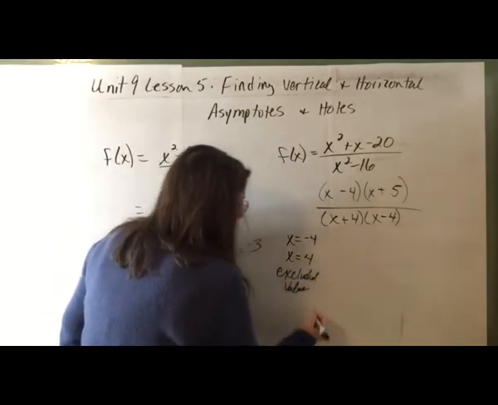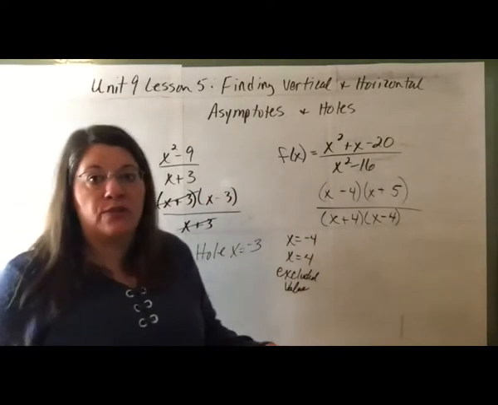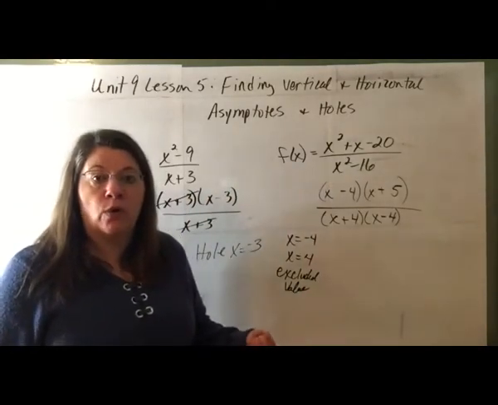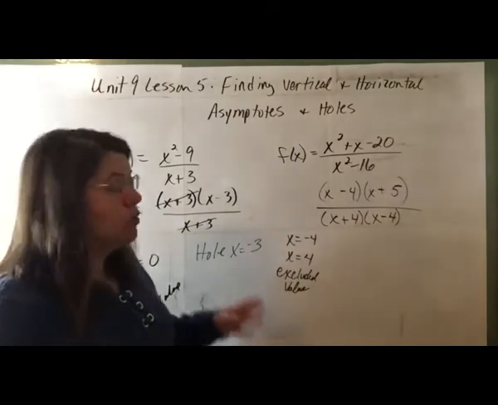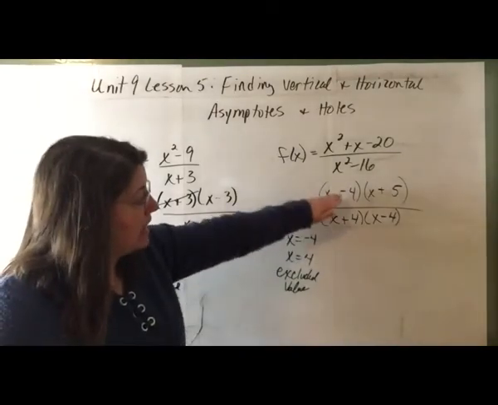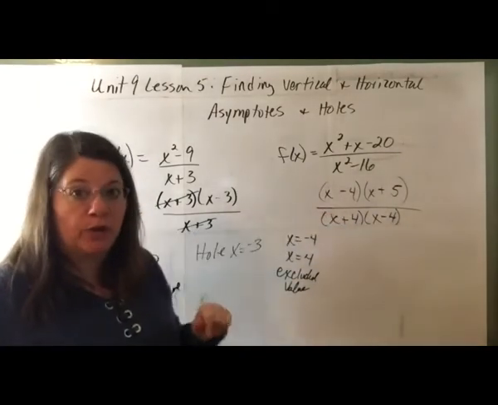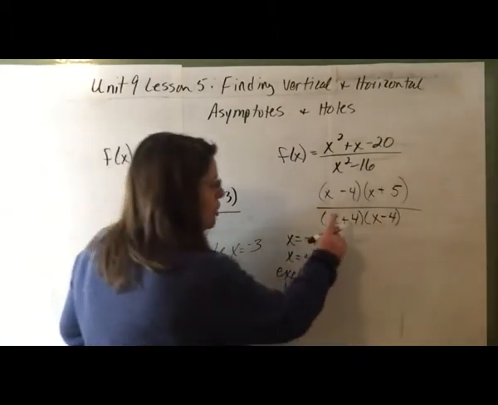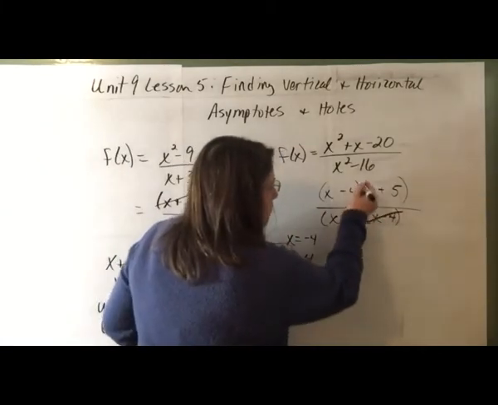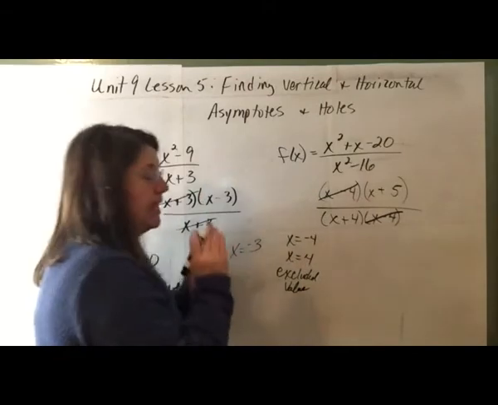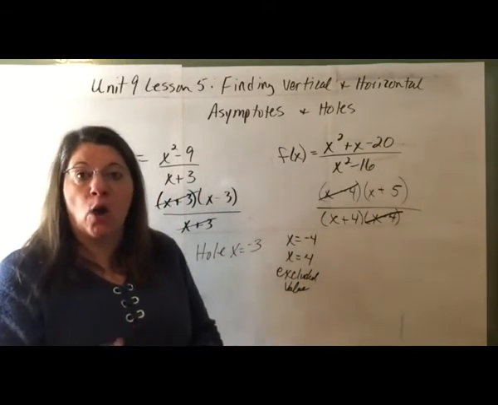Okay, but what we need to know is whether these excluded values are going to be holes or vertical asymptotes. In order to figure that out, I need to investigate what will cancel and what will not. If you look up here, the x minus 4 cancels. Anything that cancels becomes a hole.